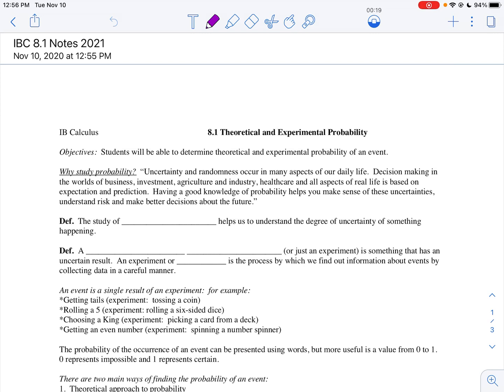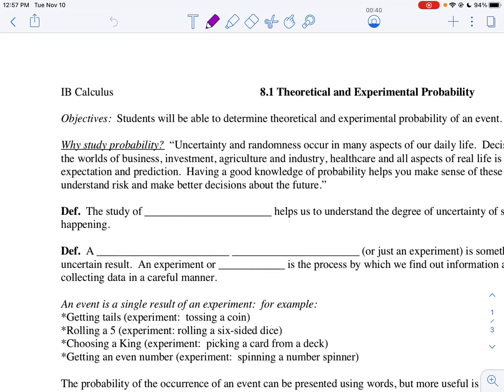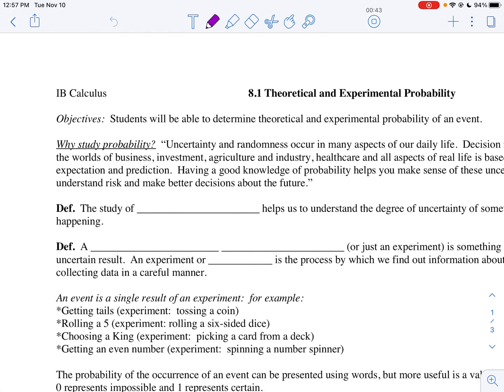Uncertainty and randomness occur in many aspects of our daily life. Decision-making in the worlds of business, investment, agriculture, and industry, healthcare, and all aspects of real life is based on expectation and prediction. Having a good knowledge of probability helps you make sense of these uncertainties, understand risk, and make better decisions about the future. So the study of probability helps us to understand the degree of uncertainty of something happening.